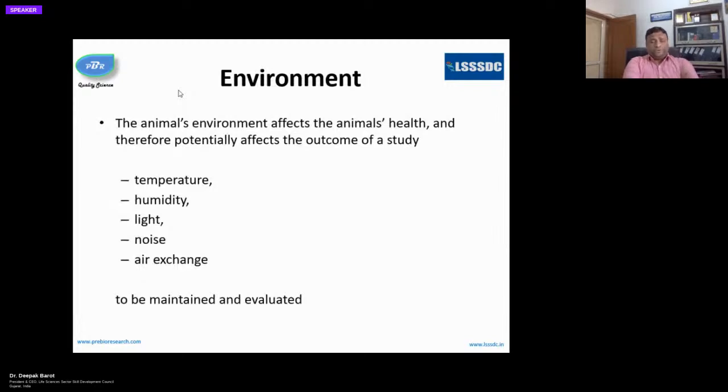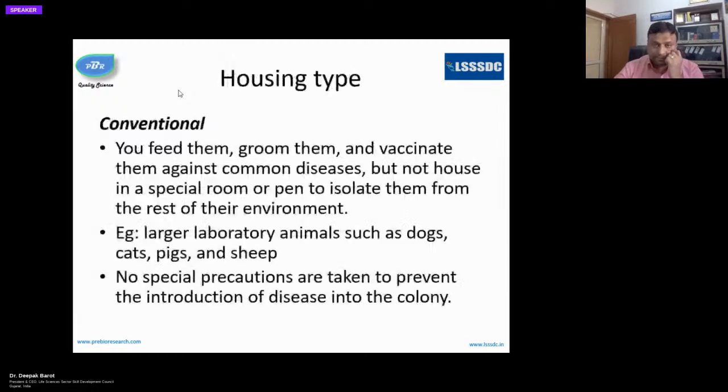In terms of environment, we have talked about environment being in controlled conditions, which is typically a temperature of 23 plus or minus 2 degrees, relative humidity of 30 to 70%, light of around 350 lux, noise not more than 80 dB, and air exchange of around 15 to 20 air changes per hour. These are typical environmental conditions required in any animal house across the country as per the guidelines of CPCSEA.